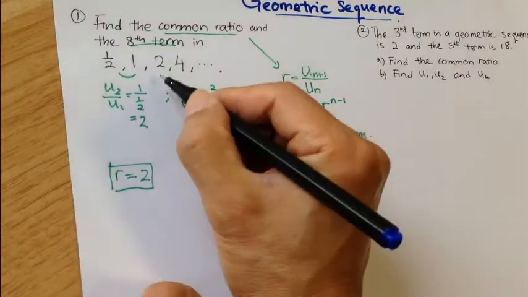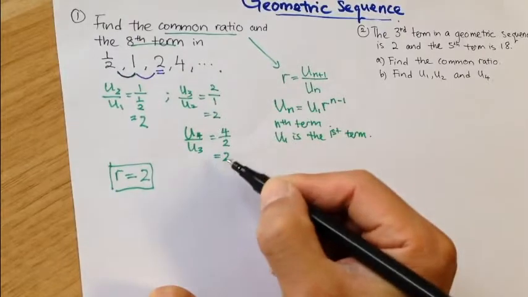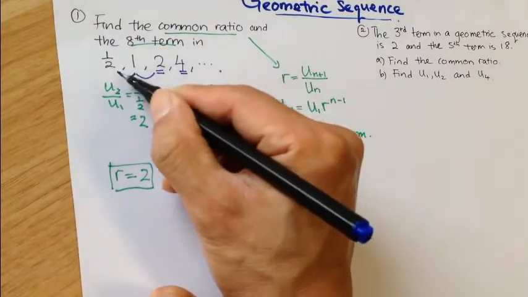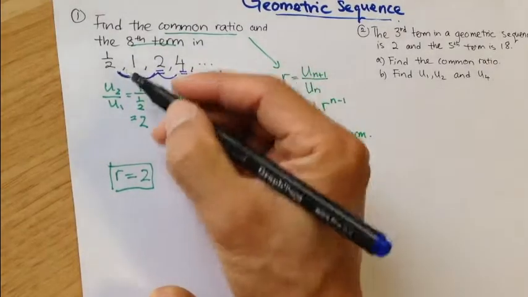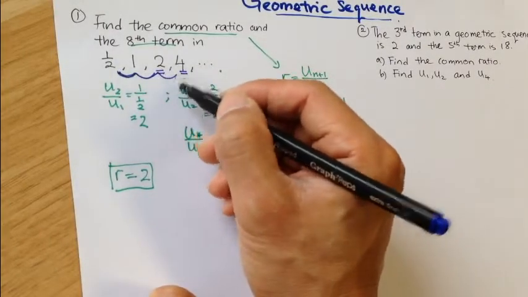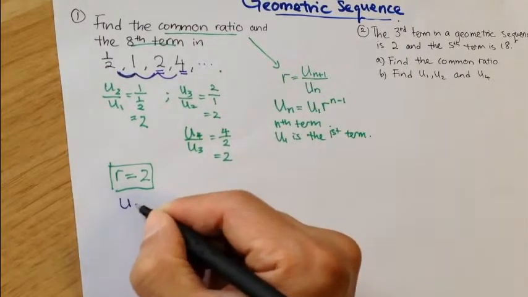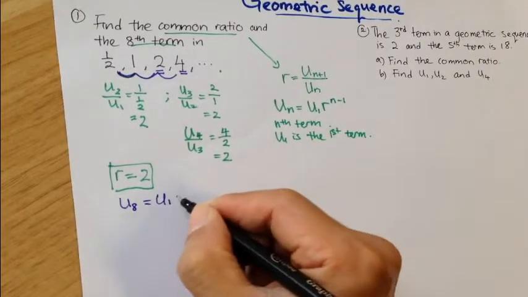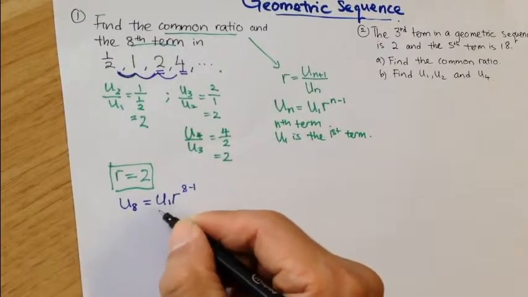If you look at the third term, the third term is 2 gaps away from the first term. And how about the fourth term? The fourth term is 3 gaps away from the first term. So between any two numbers, there's only 1 gap. Between 3 numbers, 2 gaps. Between 4 numbers, 3 gaps, and so on. So if you're looking at the eighth term, u8, then the formula must be u1 times r to the power of 8 minus 1. It must be 7 gaps away from the first term.